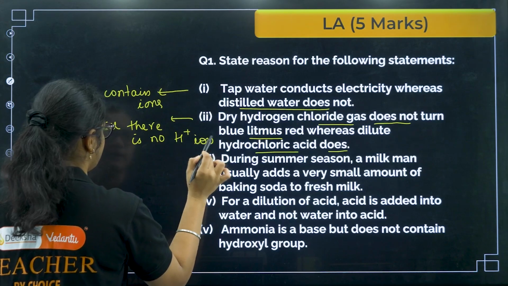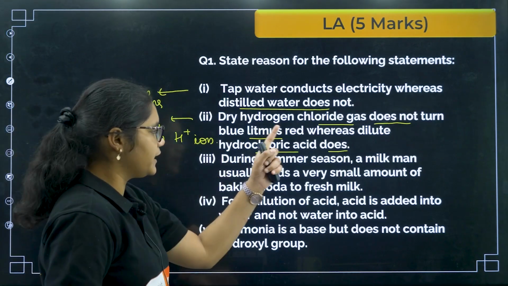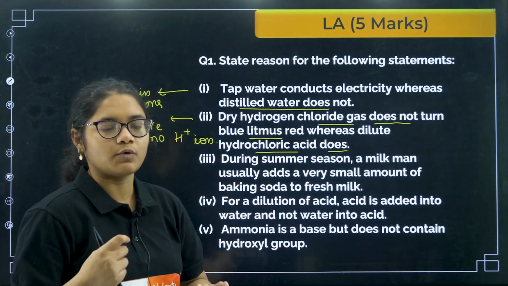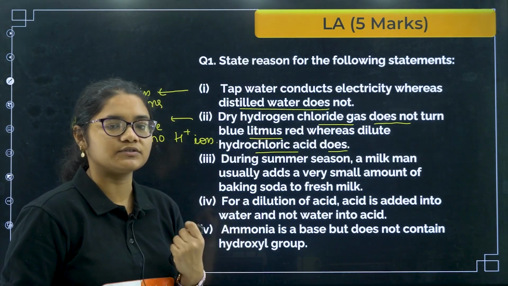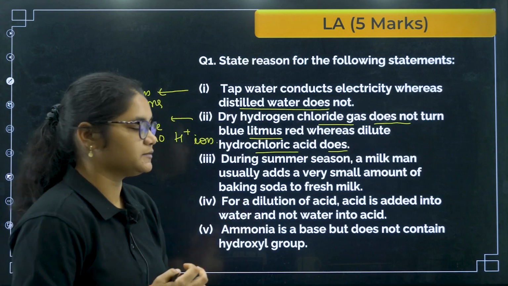Okay, so that is why it doesn't give you the color change. When you take dilute HCl, it means you have added water, so H+ ions are produced, and these H+ ions are responsible for the color change in the litmus paper.